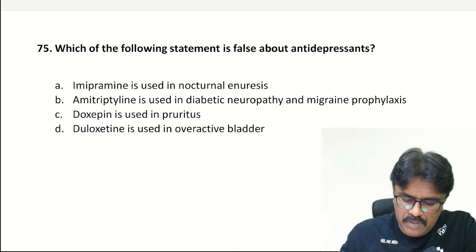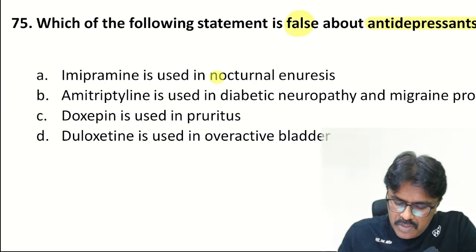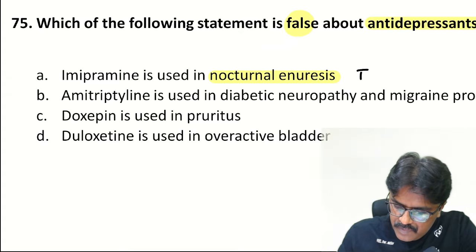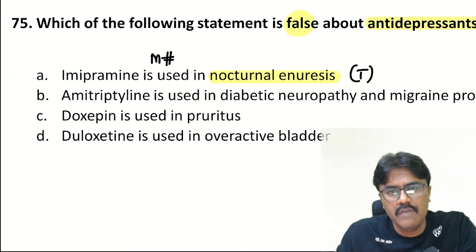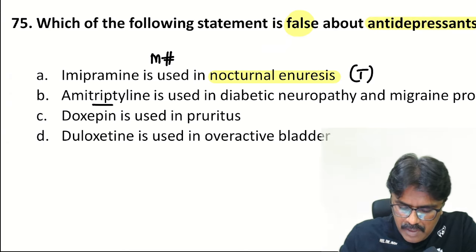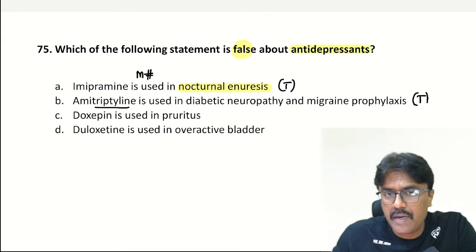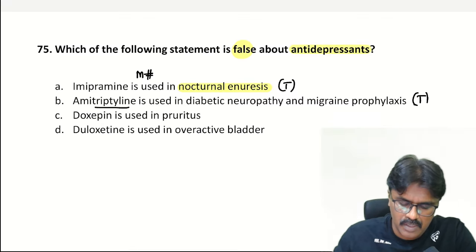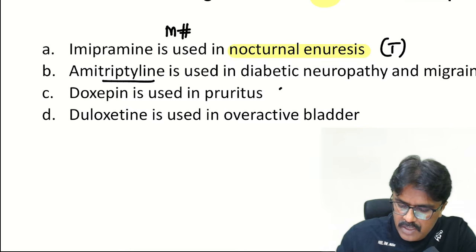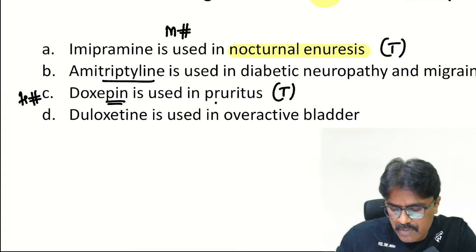Now let us find out which of the following statement is false about antidepressants. Imipramine is used in nocturnal enuresis. True. Imipramine also blocks muscarinic receptor, retains the urine, so given in nocturnal enuresis. Amitriptyline is used in diabetic neuropathy and migraine prophylaxis. True. Amitriptyline, apart from depression, given for neuropathy and migraine. Doxepin is used for pruritus. True. Remember doxepin, that is also TCA. These have histamine blocking properties, so can be used for pruritus.